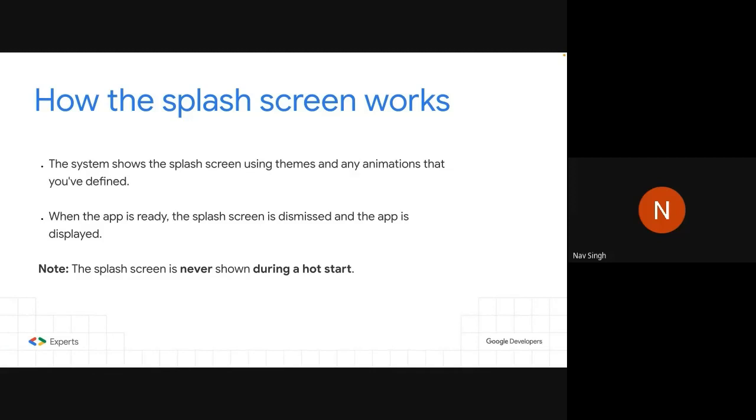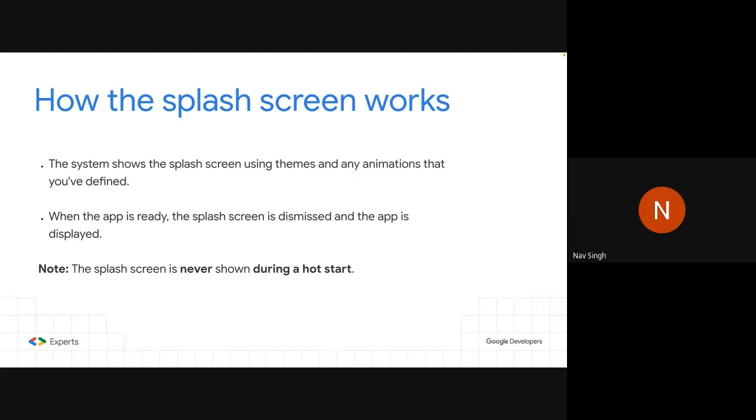So we will see how it actually works. It uses the theme and animations. From the theme of your application, you can define certain properties when you're targeting 12, and for older versions there are other properties that you can use, for example window background, which is the color you want to show for the splash screen window.